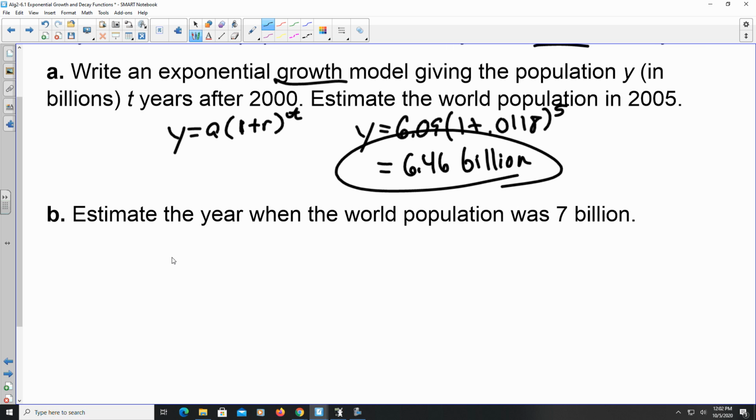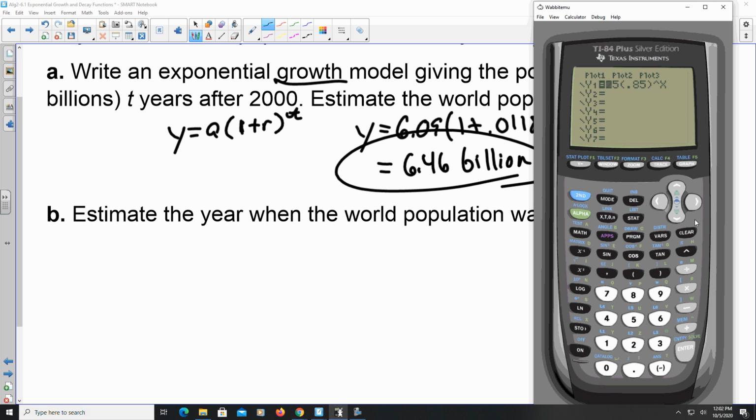In this particular question here, it's asking us to estimate the year when the world population was 7 billion. So, again, we're going to take our graph. We're going to go in here and type in 6.09 times 1.0118, because when you add the two together, that's what you get. And then that's going to be raised to the x power.